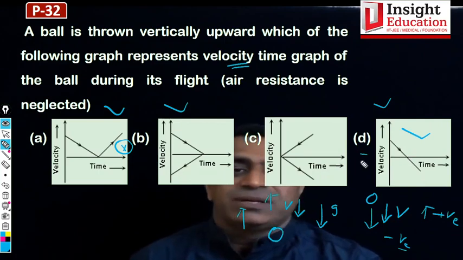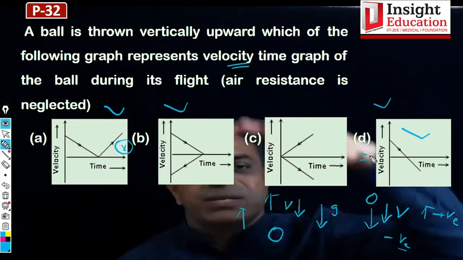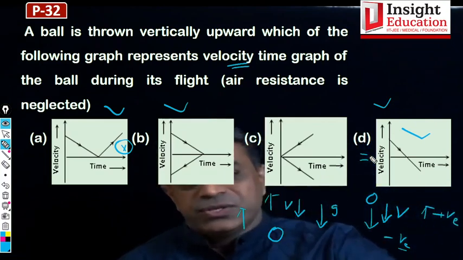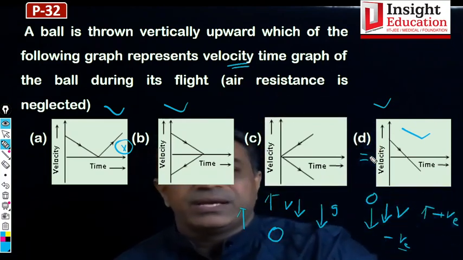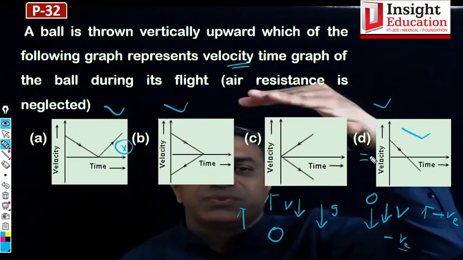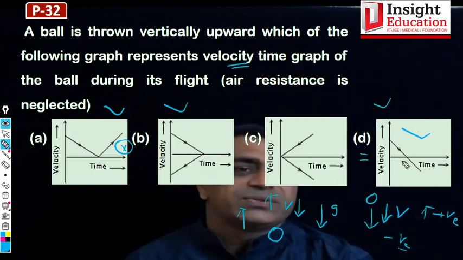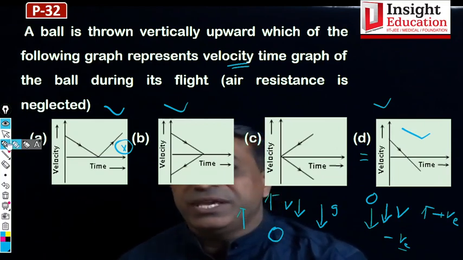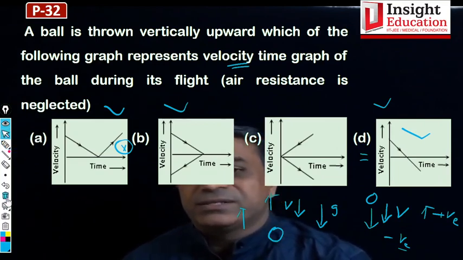So upward direction positive, downward direction negative. The object is moving in the downward direction. If in the upward direction velocity is positive, in the downward direction velocity is negative. So we have to consider that, and the correct answer is B.